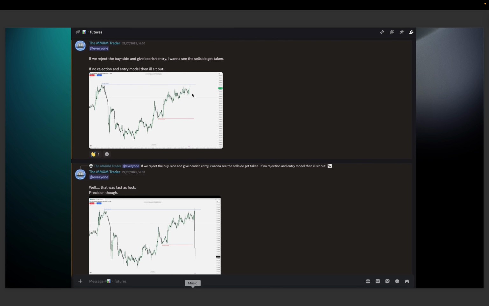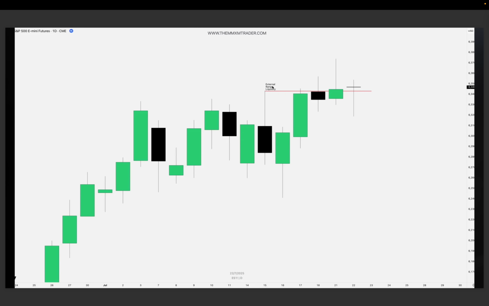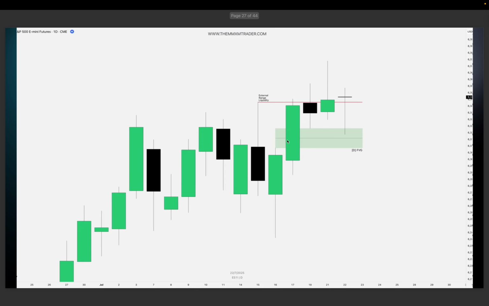And you can see here was the New York AM session play. I wanted to see the buy side get run here and then sell off to the relative equal lows, which happened beautifully. So here it is, the external range liquidity on the daily chart. You can see we take that there. We have an open unmitigated fair value gap below us.